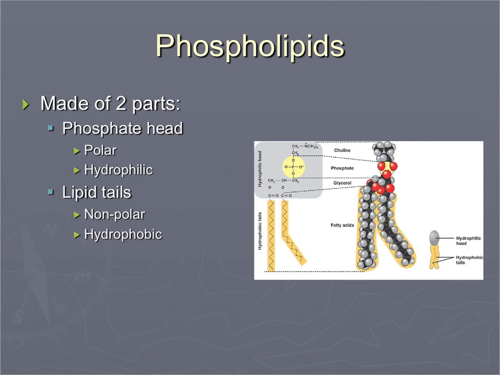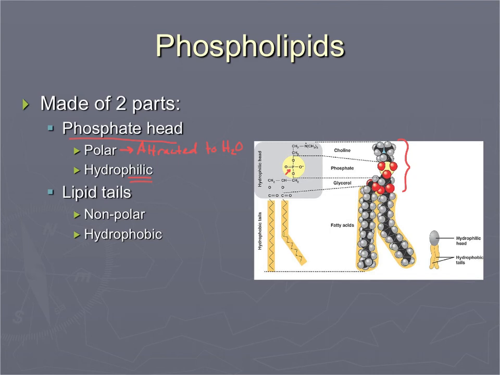A phospholipid has two parts. So first there's the phosphate head. The phosphate head is polar, meaning that it's attracted to water. And another name for something that is attracted to water is hydrophilic. Philic means that it likes something, and hydro means water. So you can see the phosphate head in this diagram is here. And you can see it contains a phosphate molecule, and that's got the P in it, and that's how you know it contains phosphorus, which is part of a phosphate.